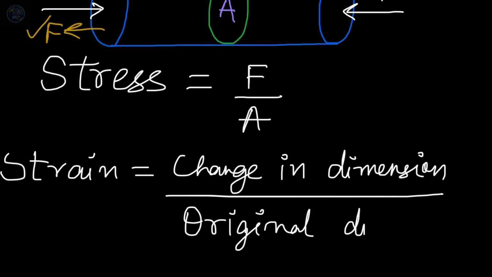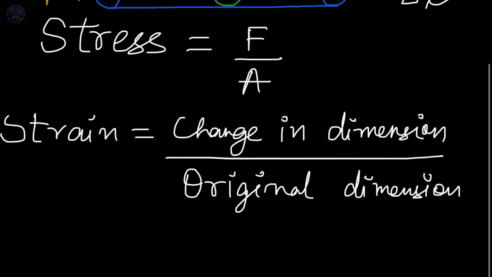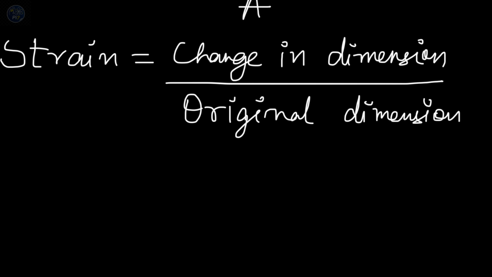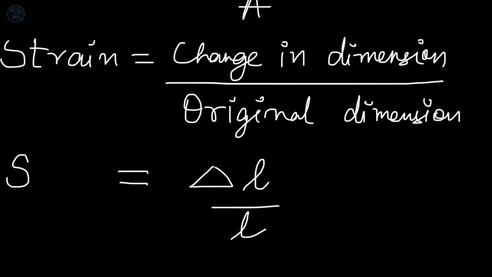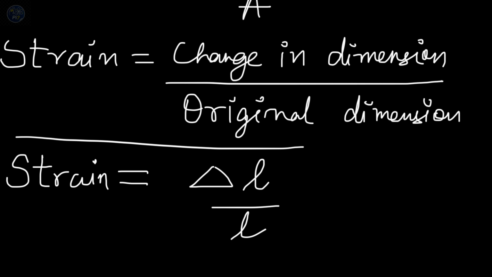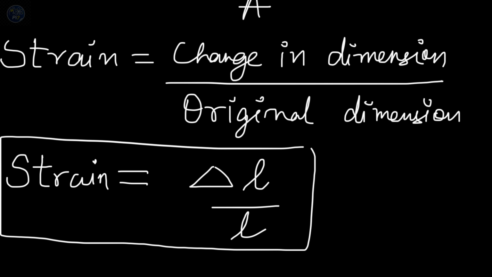So since we are trying to compress the rod here, the length of the rod will change. Let's say the length of the rod changed by delta L. So what is the strain then? Strain is change in dimension by original dimension. So if we consider length, then change in length is delta L and original length was L. So strain in the example which we took comes out as delta L by L.